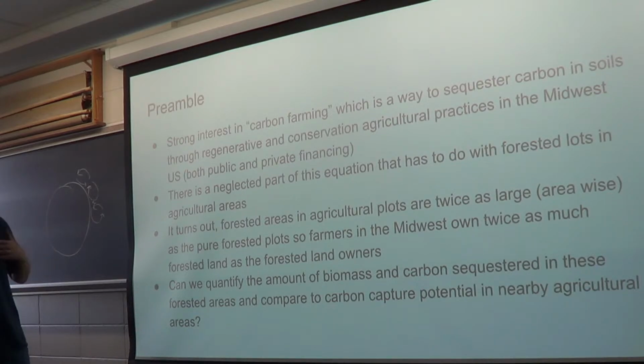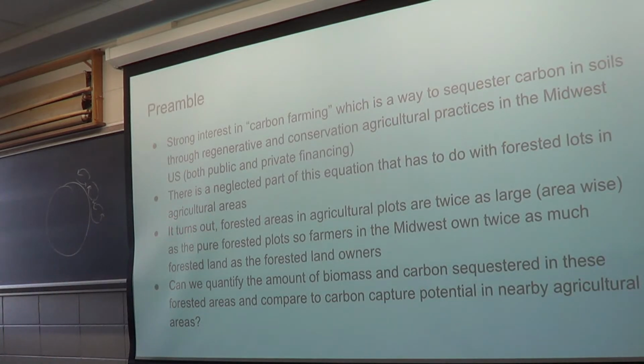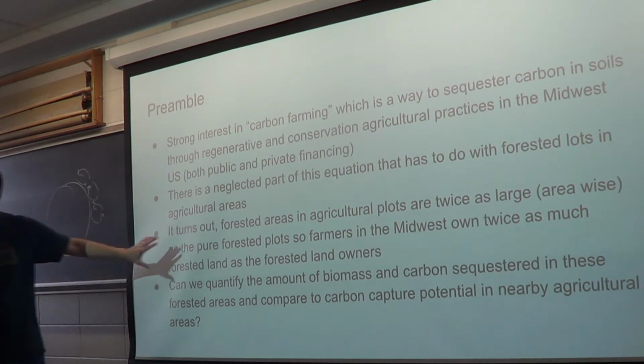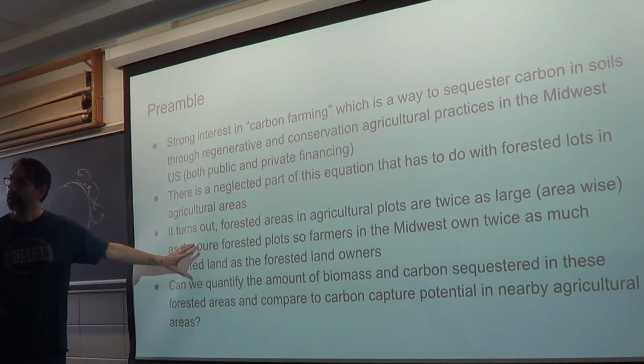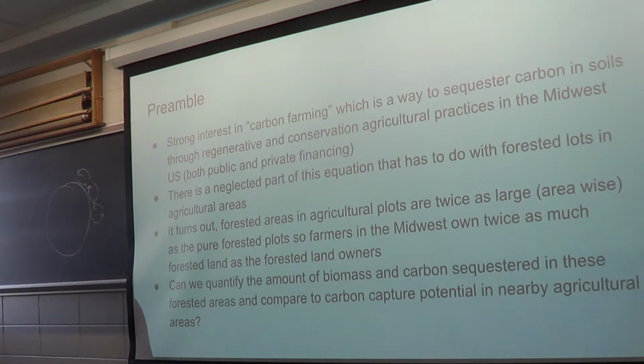Now, in my view, there is a neglected part of this equation that has to do with the forested lots in agricultural areas, and I'll describe that in a second. It turns out, believe it or not, that in the Midwestern United States, defined as a number of states around us here, the forested area in agricultural plots is actually twice as much as the forest areas in pure forested lots, if you add up all the little forested pieces.